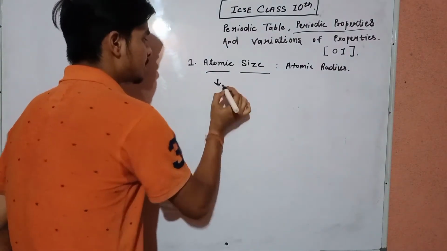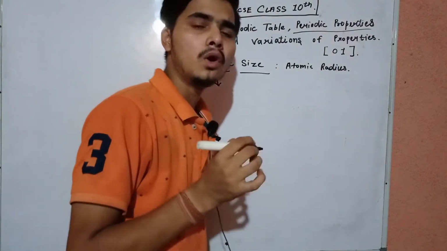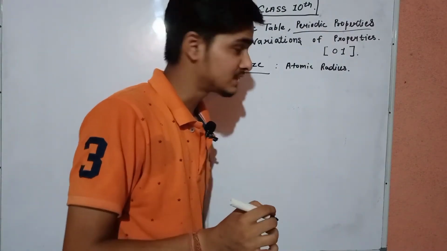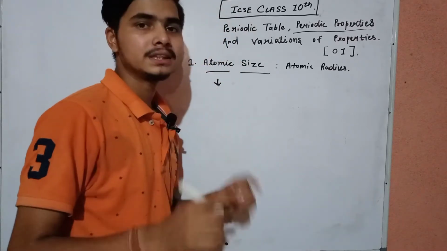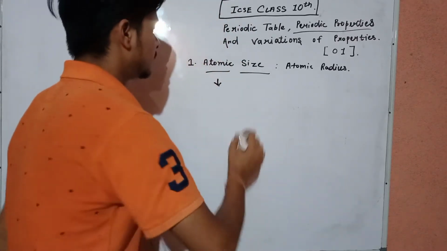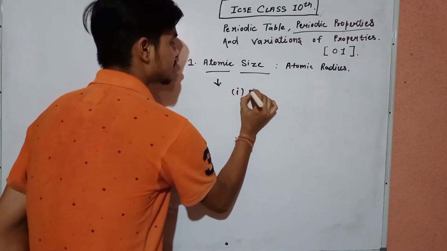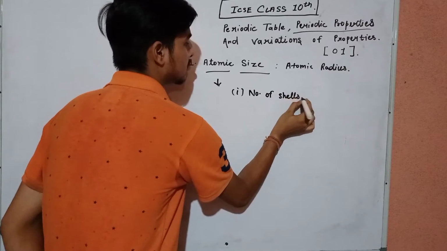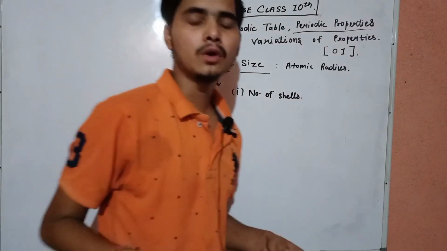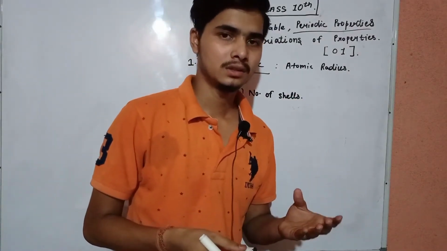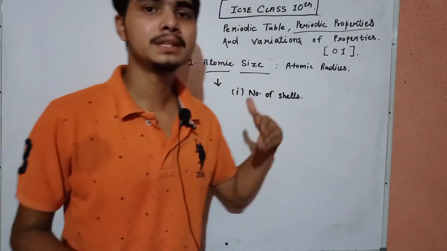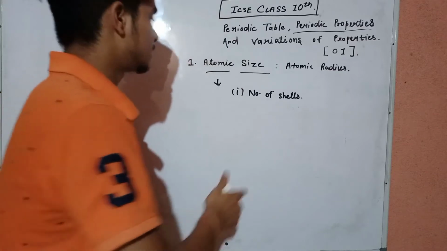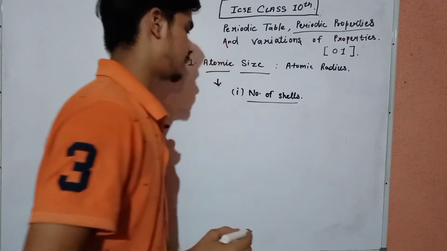The next topic is: on which factors does atomic size depend? It depends upon two factors. First is the number of shells. We call factors those things on which the atomic size may get increased or decreased. So the first factor is the number of shells.